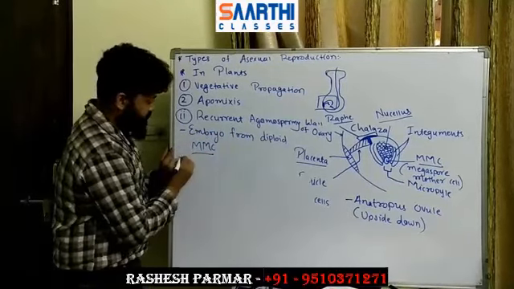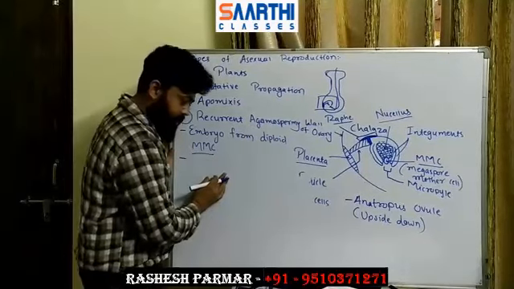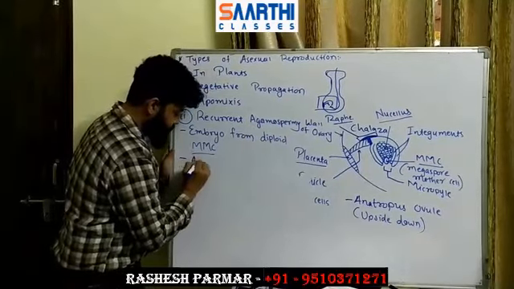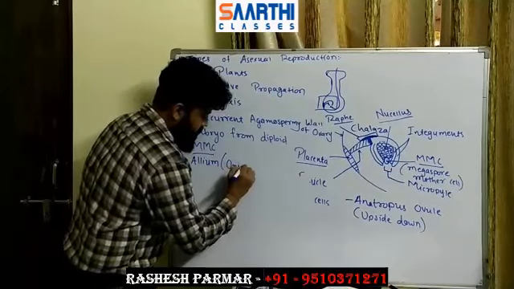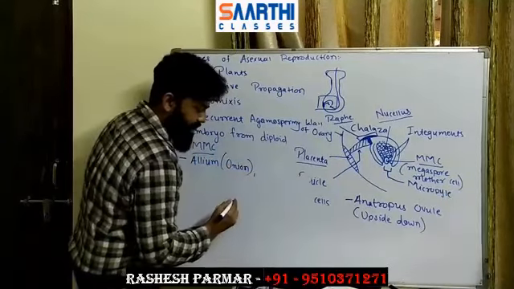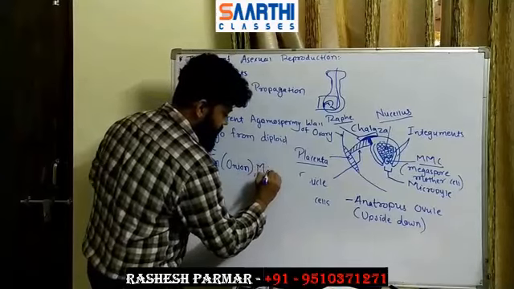An example of recurrent agamospermy is Allium, that is onion, and Malus, that is apples.